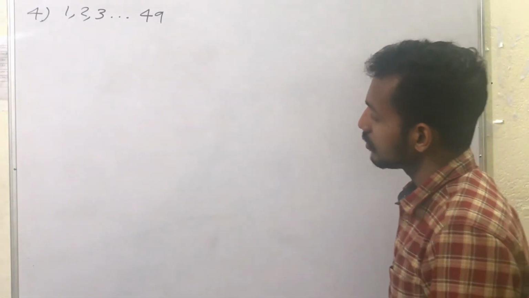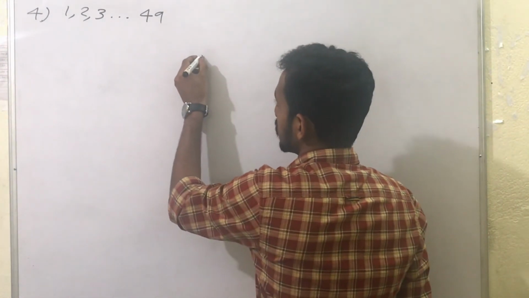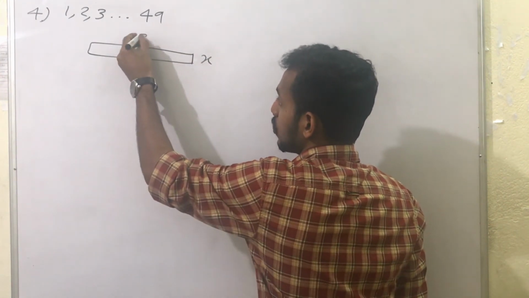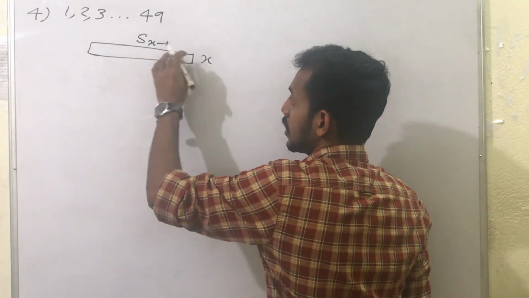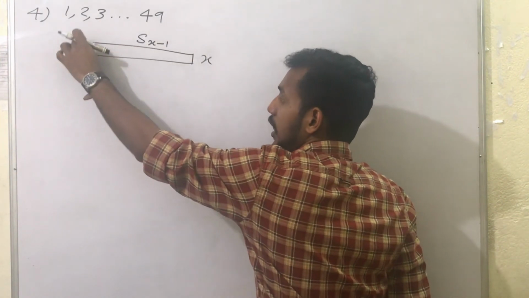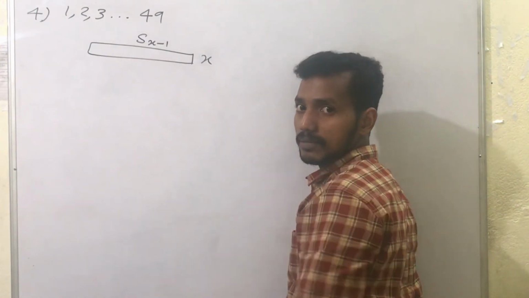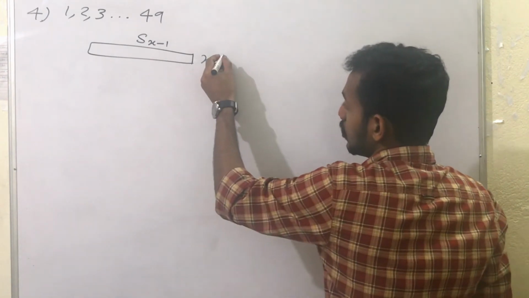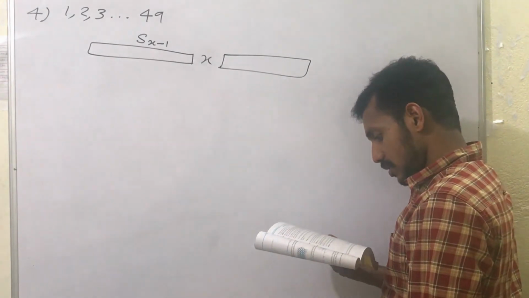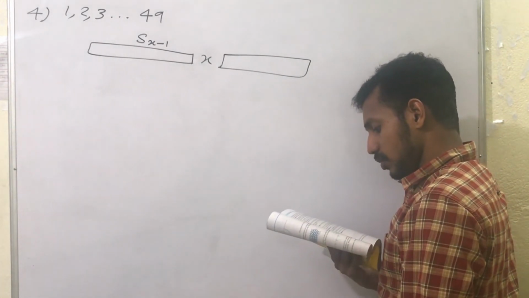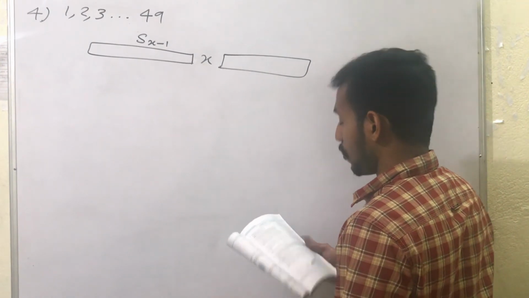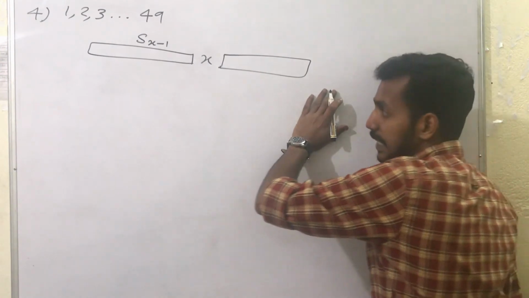So here we need to find a value of x in which the sum of the numbers of the preceding houses, that means up to x minus 1, that means preceding, we need to find the sum of x minus 1 houses. Clear? And which will be equal to the sum of the numbers of houses following it, that means after it.